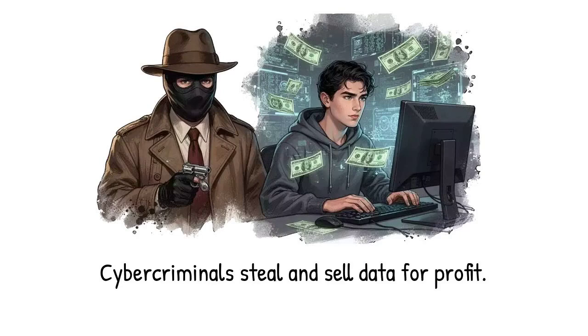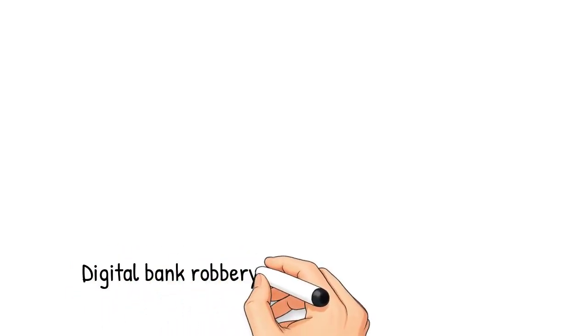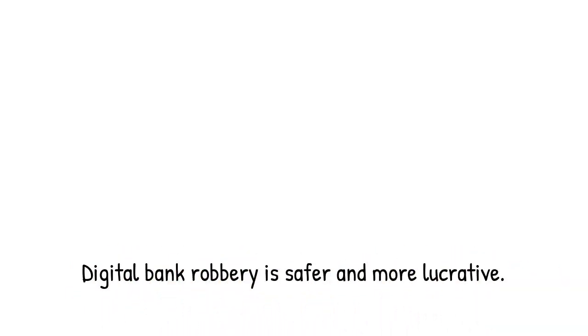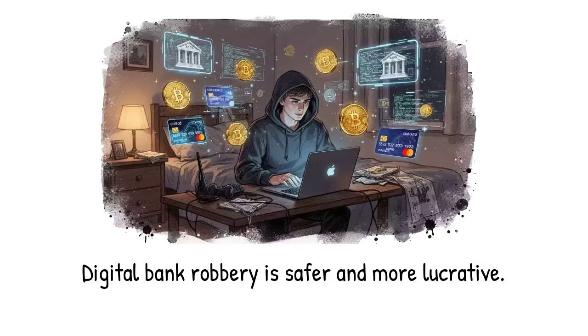To understand this, imagine a criminal who wants to rob a bank. In the physical world, robbing a bank is dangerous. There are guards, alarms, cameras, and police. But in the digital world, a hacker can steal millions of dollars without ever leaving their bedroom. They can target banks, cryptocurrency exchanges, e-commerce platforms, or even individuals. They can steal credit card numbers, banking credentials, or personal data and sell them on dark web marketplaces.